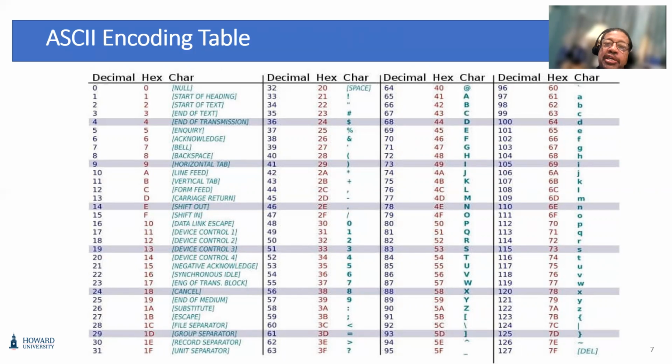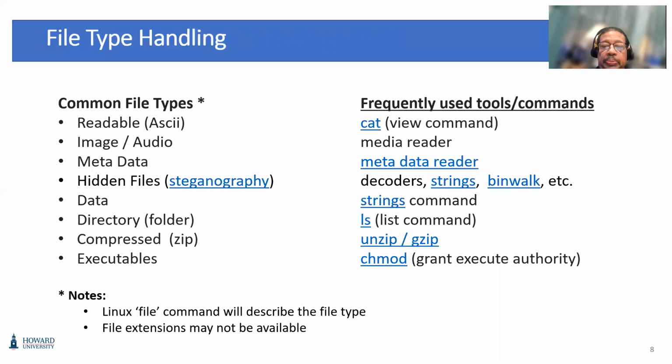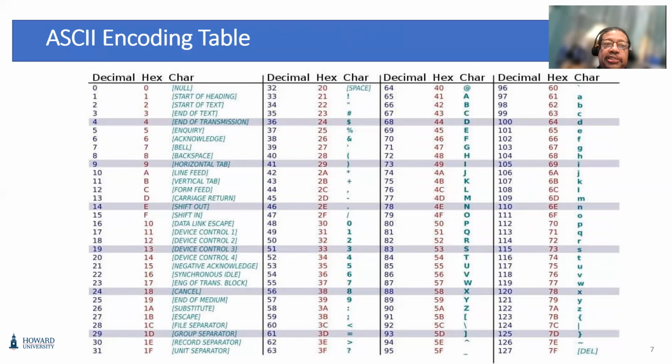So every character on the keyboard has an associated decimal, hexadecimal, also has a binary, a corresponding numeric value that we can convert to. Okay, and that's an ASCII table.